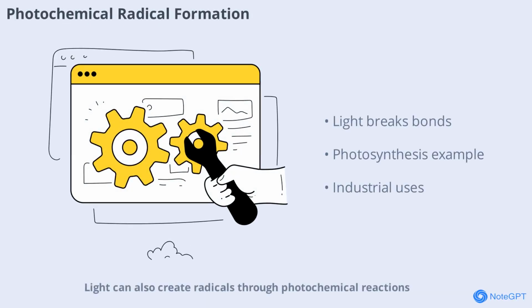Light can also create radicals through photochemical reactions. When molecules absorb energy from light, their bonds can break, producing radicals. This process is essential in natural phenomena like photosynthesis and in industrial applications such as photopolymerization. The energy from light provides the necessary push to break bonds and generate these highly reactive species.